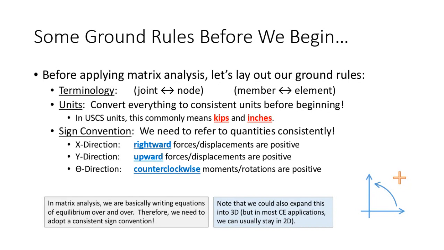If we wanted to talk about rotations, we typically express counterclockwise moments and counterclockwise rotations as positive, but we're really not going to deal with that in this class. Not that it's anything you can't understand, it's just that we're going to be limiting our discussion for matrix analysis to bar elements and trusses. And in trusses, we don't have any moments or rotations, so it's not going to matter. So that's something we just need to establish right now: the terminology, the units, and the sign convention. Just keep that in the back of your head. Okay. All right.